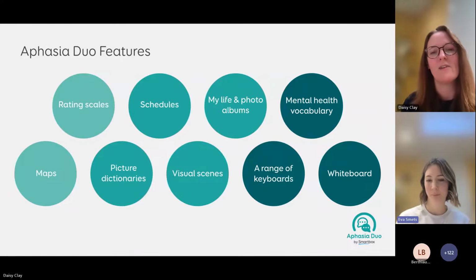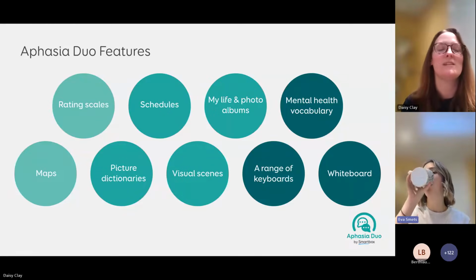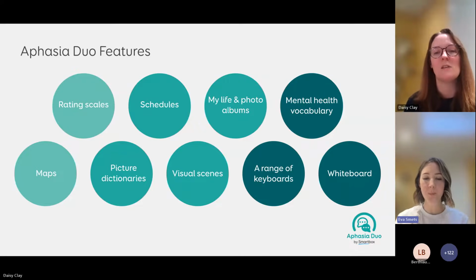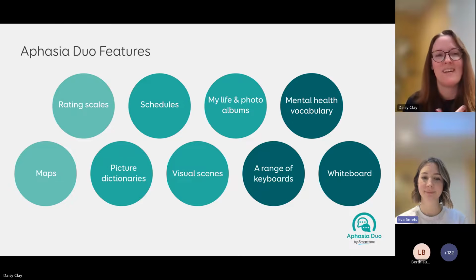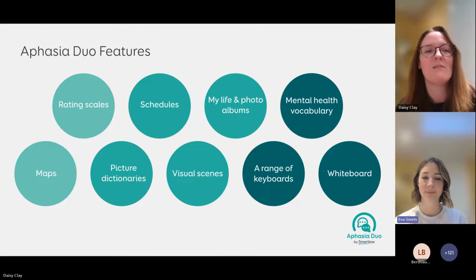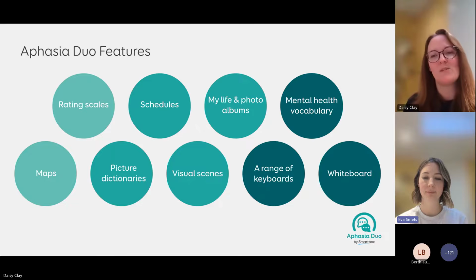We've got rating scales, visual schedules, space to put information in about your life and photo albums, and that biographical personal information can be so motivating as a way of introducing Aphasia Duo. So someone straight away recognising that actually, yeah, that's important information about me, and I can have a conversation and tell people about my life. We've got important mental health vocabulary if that's needed. Yeah, access to things, being able to talk about something that's really, really important. We've got maps. We've got the picture dictionaries, so those longer word lists organised into categories.